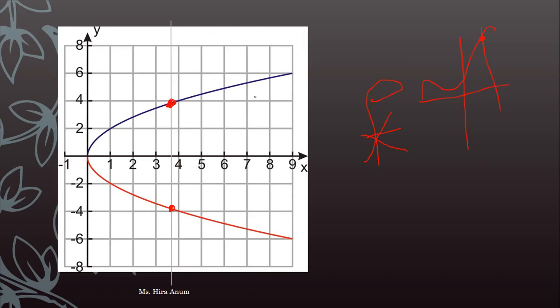If you see this type of graph, then you draw a vertical line. You can see this cuts two times, more than one time. So this is not a function graph.